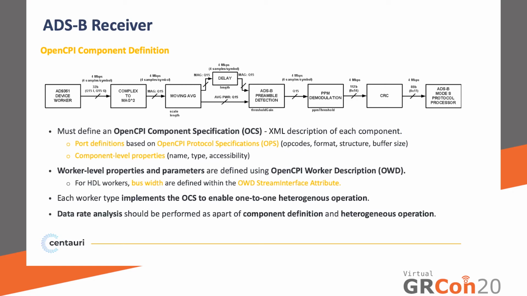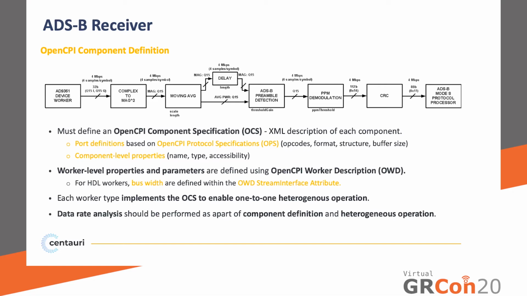During the OpenCPI component definition, there are two levels that you have to define. The first level is the OpenCPI component specification. At this level, you focus on the port definitions. In particular, you implement an OpenCPI protocol specification. This specification defines the opcode, format, structure, and data bus of that interface. Each interface can have the same protocol specification or a different protocol specification.